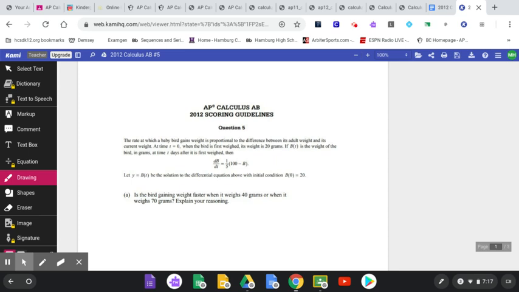Okay, so we are back in your binders today with 2012 number 5, which is obviously a nice differential equation. So I'm just going to go through and highlight some key things. The rate at which a baby bird gains weight is proportional to the difference between the adult weight and its current weight. At t equals 0, when the baby is first weighed, it weighs 20 grams. So again, we're going to highlight that as our initial condition.